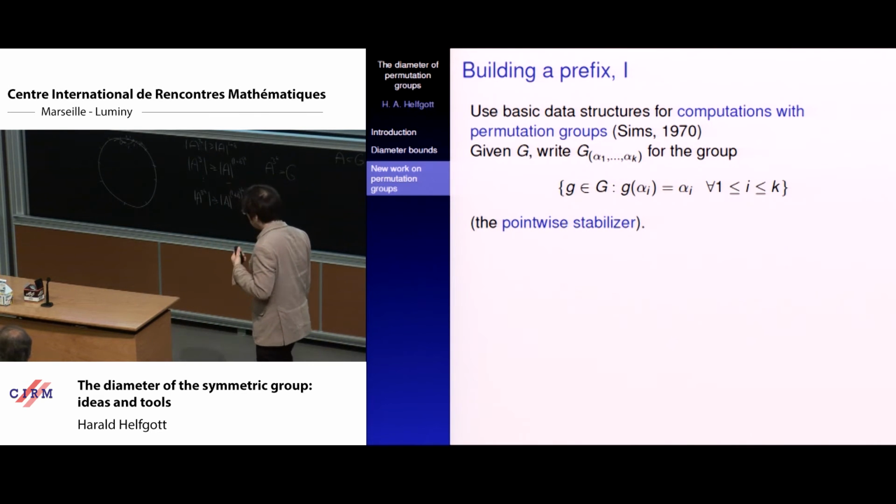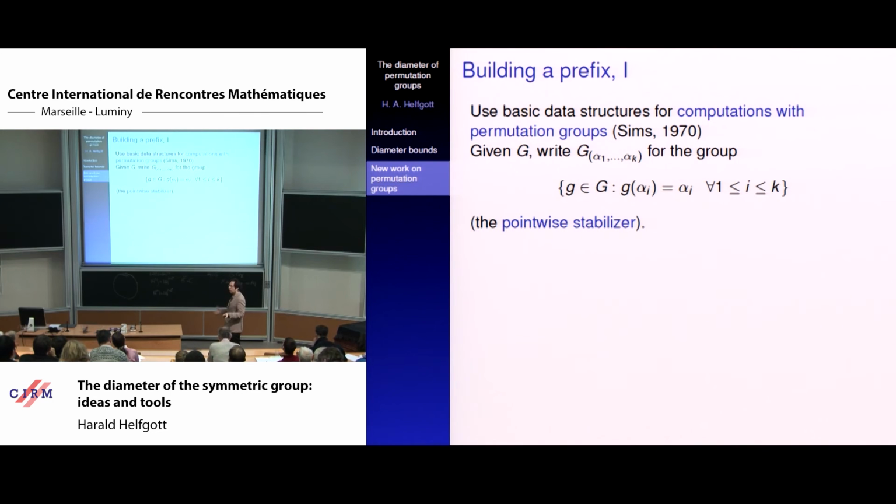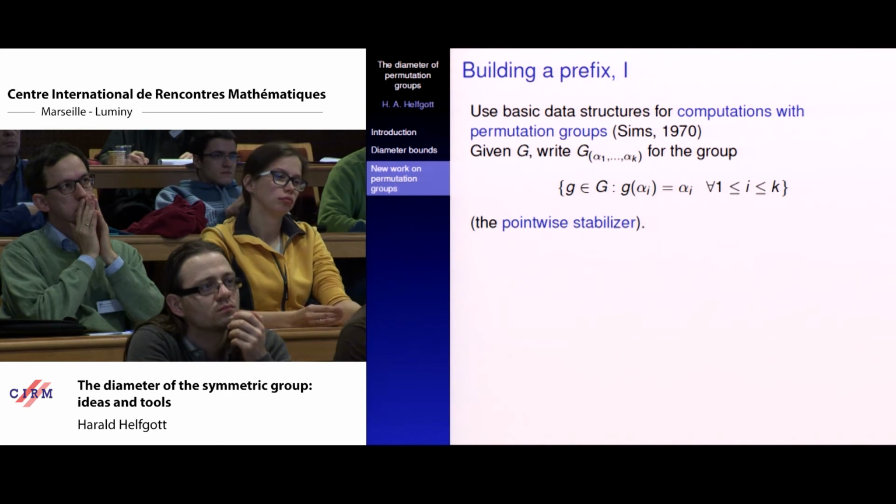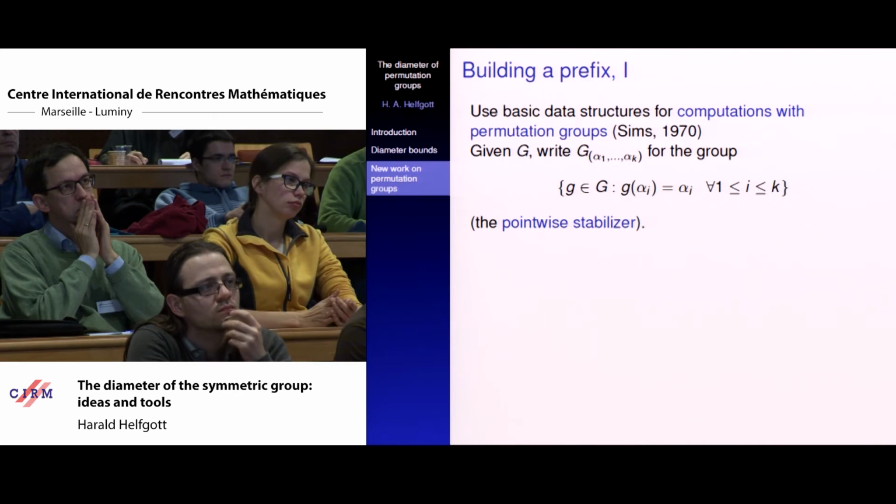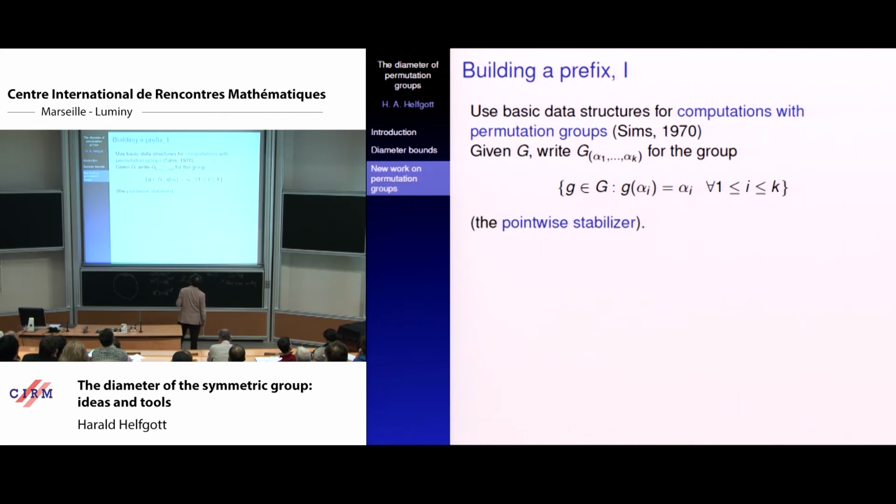Well, even though these things are not constructive, it turns out that many ideas from constructive or even computational permutation group theory are useful. In particular, there's something that is not in itself necessarily computational, but that should be familiar to anybody who has ever carried out computations with permutation groups. It's the idea of having a chain of stabilizers.